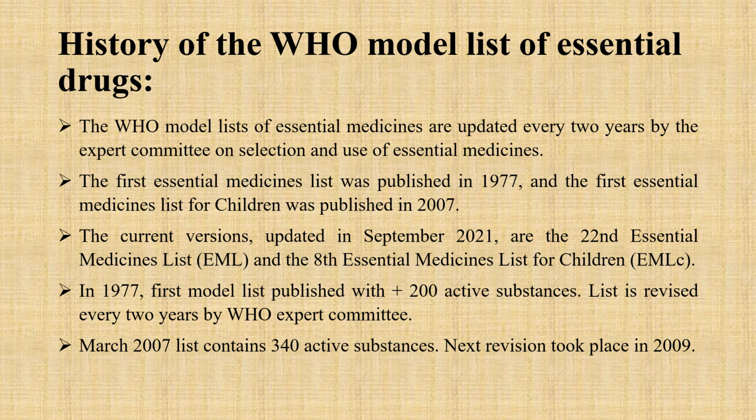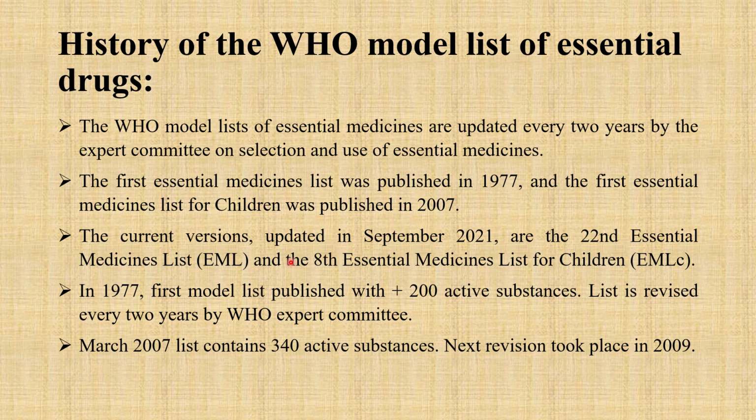Model list of essential drugs. The WHO model list of essential medicines is updated every 2 years by the expert committee on the selection and use of essential medicines. The first essential medicine list was published in 1977, and the first essential medicine list for children was published in 2007.